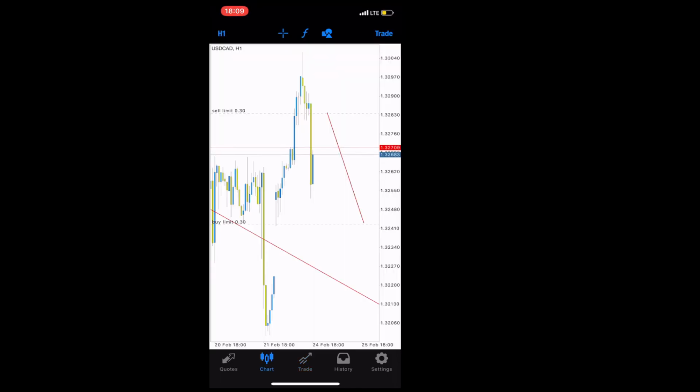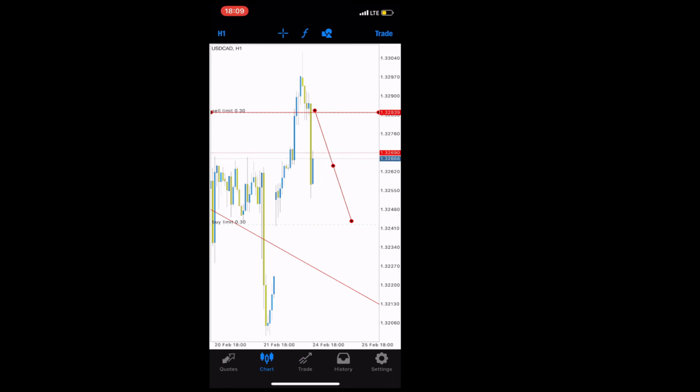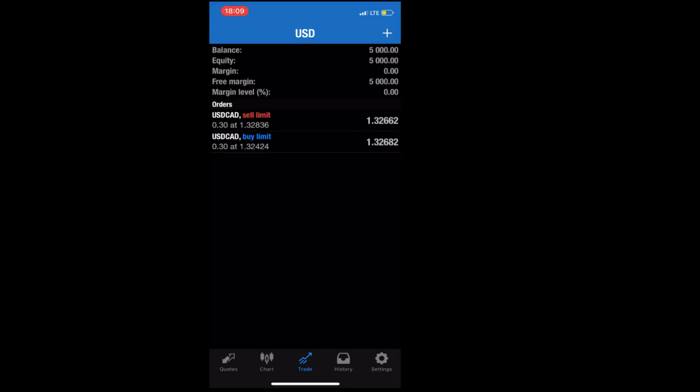So basically, if price goes to this level, to the top level here, then your sell order will be executed. And if price goes down here, your buy limit order will be executed. So that's basically it. So you can delete them anytime.